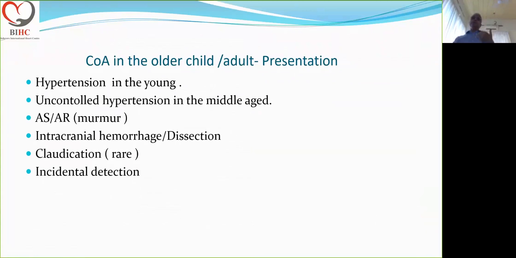And when there is aortic valve disease in the older child or adult, due to a bicuspid aortic valve, think of coarctation. In a patient who presents with intracranial hemorrhage or dissection, think of coarctation. An adult with claudication is an uncommon presentation, and an incidental detection, where the patient came for something else and somebody had the good sense to feel his lower limb pulses and coarctation is made out, is a very common way in which coarctation is picked up.